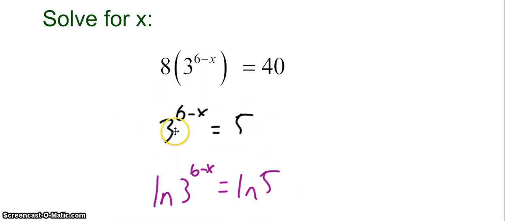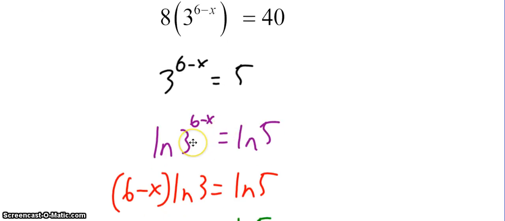There's other ways to write the answer though. Again, our first thing is to isolate the exponential piece. So if we have an exponential equation, isolate the exponential first. So I divided by 8. So 3 to the 6 minus x equals 5. And now I chose to take the natural log of both sides. I could have also changed this into log base 3 of 5. That's perfectly fine.